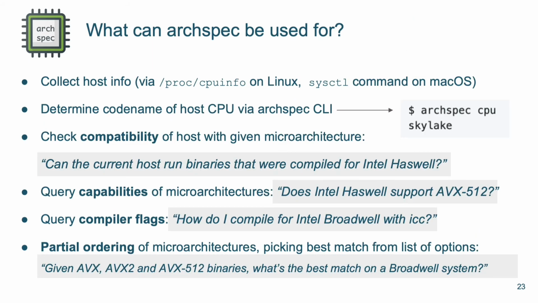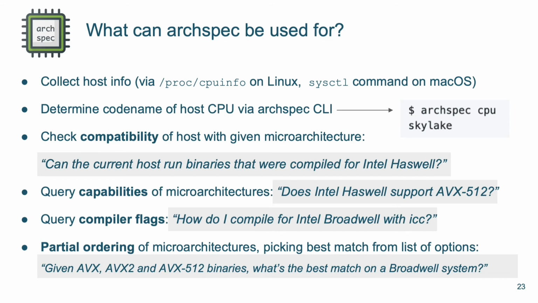So what can we do with ArchSpec? It can collect host info. This is done through proc CPU info on Linux or the sysctl command on macOS. And it can use this information to determine the code name of the host CPU. It provides a small command line interface for doing this. If you run ArchSpec CPU, you will get an answer back like Skylake or Haswell. It can also check whether a given host is compatible with a particular microarchitecture. So you can ask it questions like, can my current host run binaries that were compiled for Intel Haswell? And you would get back a yes or a no.